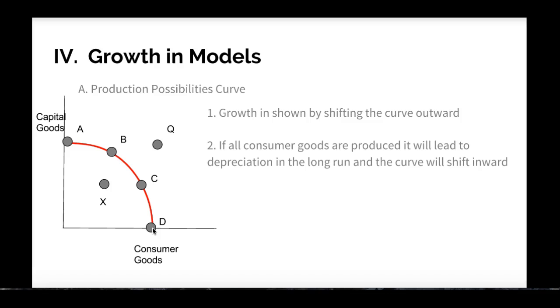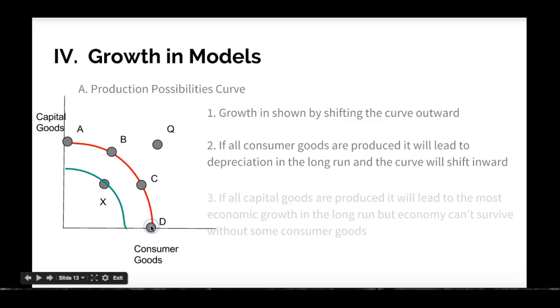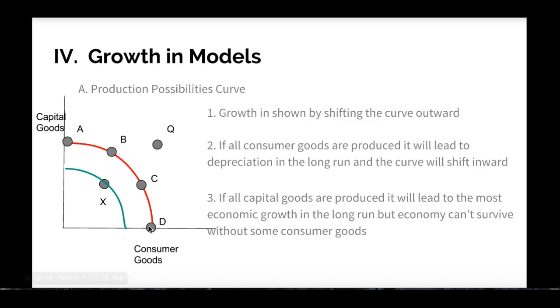And because we didn't produce any more new copiers, we can't replace it. So as a result, what happens is our productivity declines, and eventually we're going to actually move our production possibilities curve inward. That's not good. So we don't want to be at point D, because this is not good for long-run growth. All right, so let's go the opposite route.